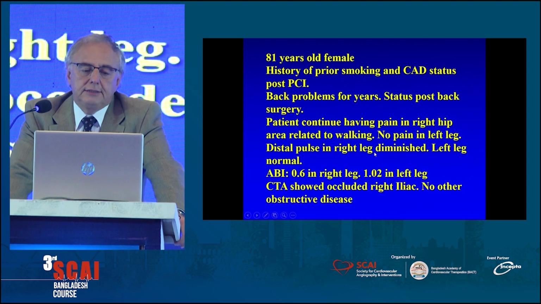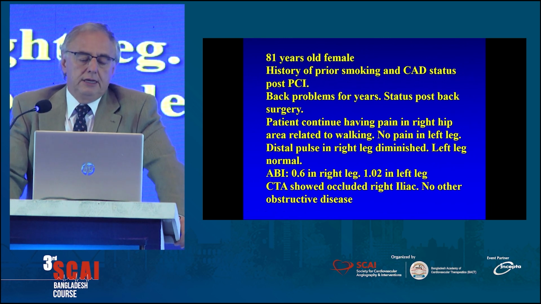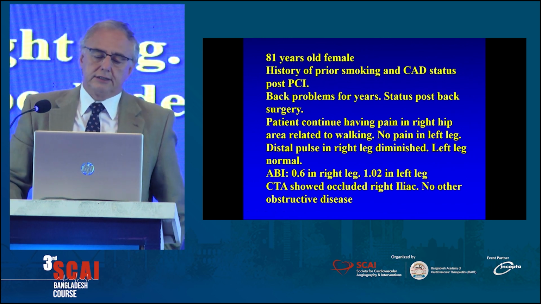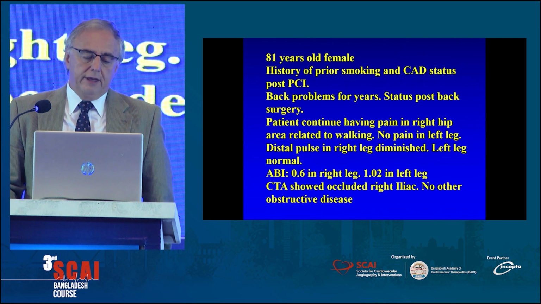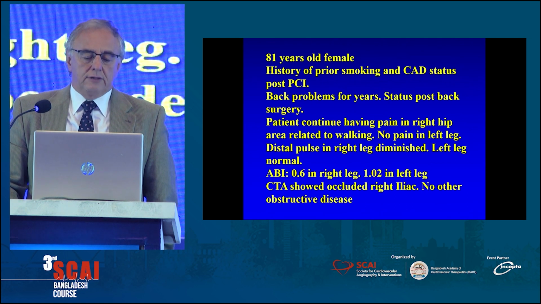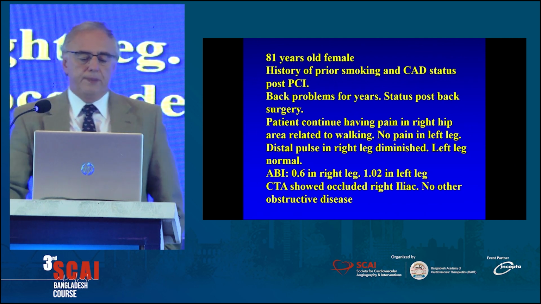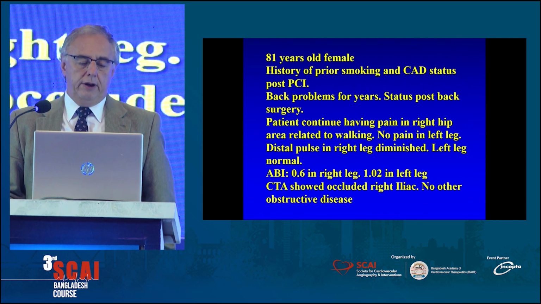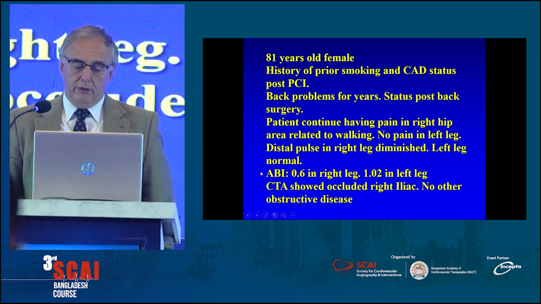The last case is an 81-year-old female, history of prior smoker and coronary artery disease, status post-PCI, non-diabetic, with back problems for years, status post back surgery. Patient continued having pain in the right hip area related to walking. No pain in the left leg. Distal pulses in the right leg were diminished. Left leg pulses were normal. ABI in the right leg was 0.6, in the left leg was 1.02. I did a CTA in this patient, which shows an occluded right iliac artery and no other obstructive disease.